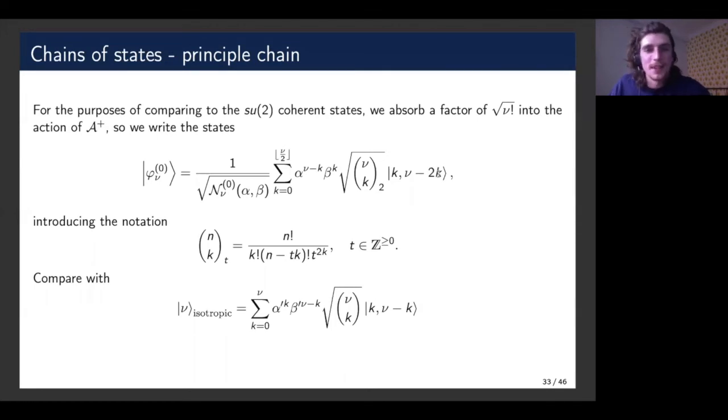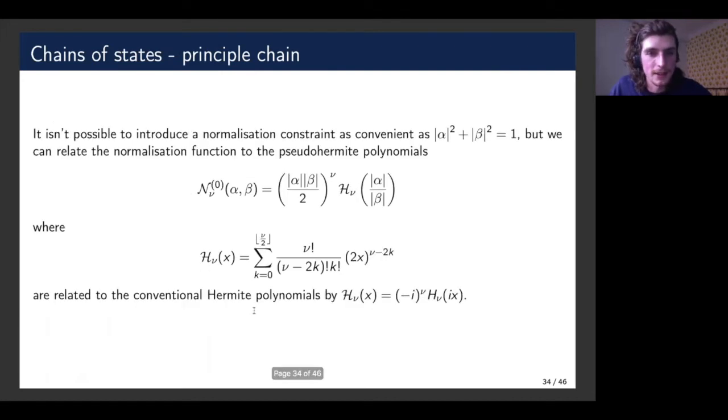And so if we were to define this as just T, we could say that the SU2 coherent states are the limit as T goes to 1 on this expression. So it just adds a bit of a comparison to the isotropic states. And furthermore, we can also express this normalization function in terms of known functions.